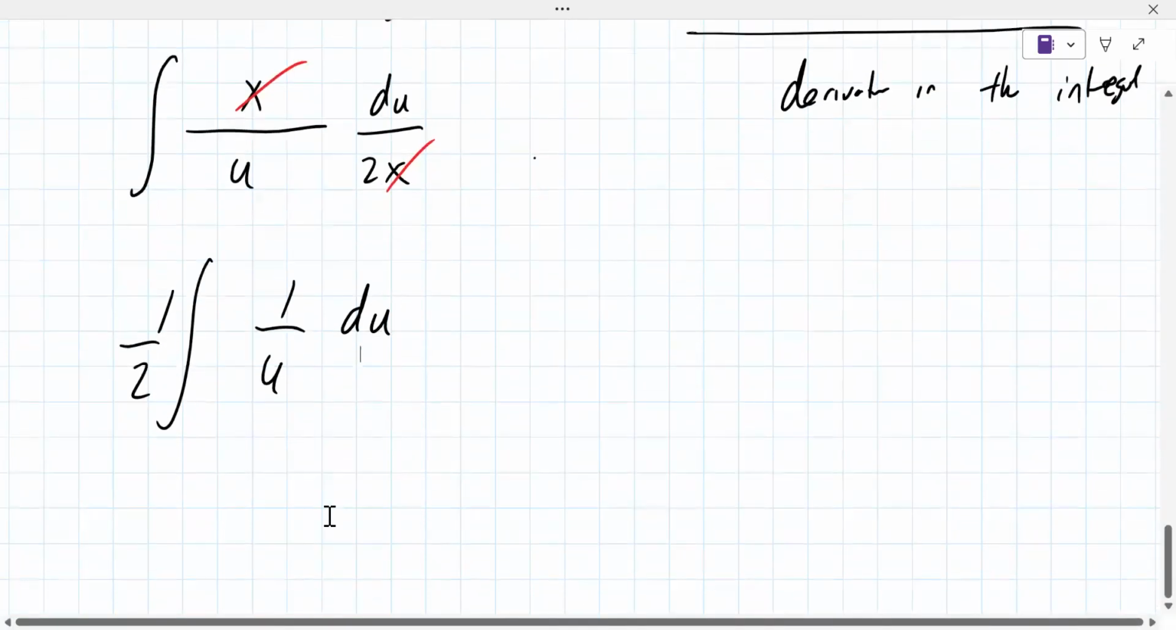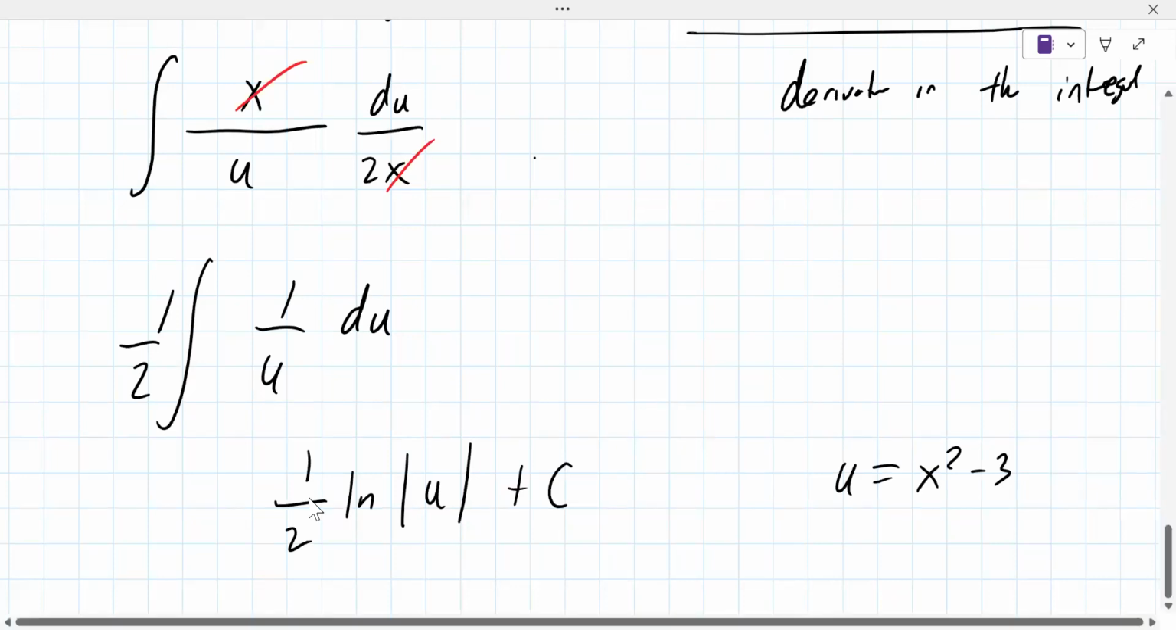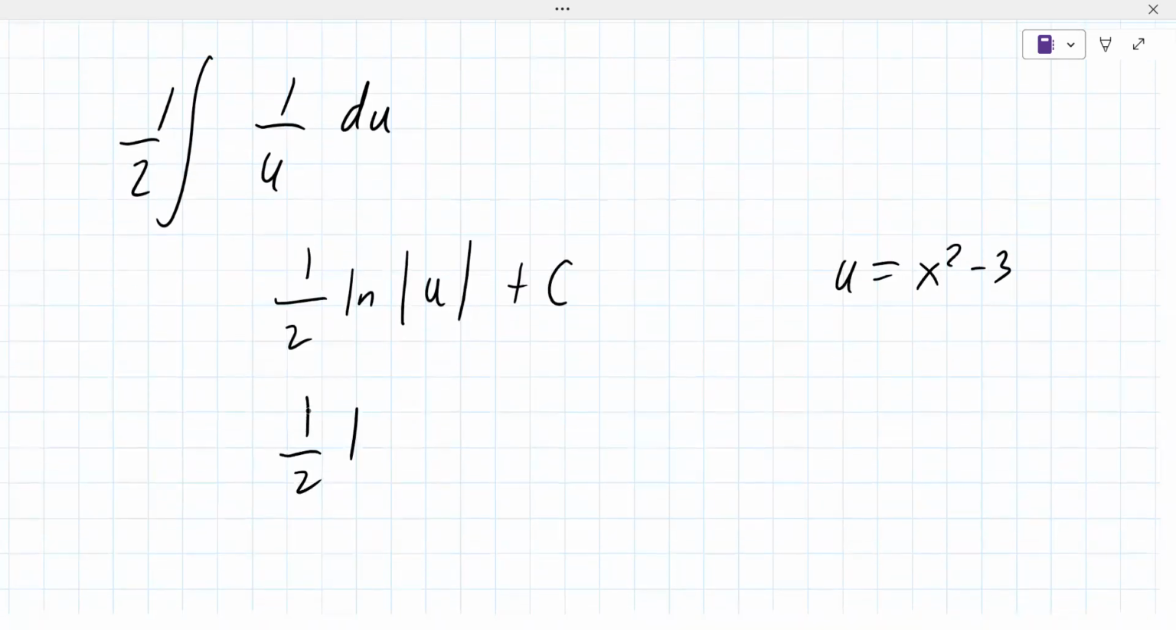So the integral here is 1/2 natural log absolute value of u plus c. U is the x squared minus 3. So the final answer is 1/2 natural log x squared minus 3 plus c. Yep.